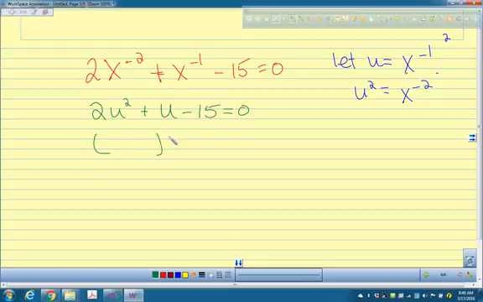So this one, you could use the cross and box method. But I'm not going to use the cross and box method. Who knows what has to go here and here? 2u and u, because that's the only thing that can multiply to 2u squared, right? Now I have to figure out two numbers that multiply to negative 15 and give me a positive u. Anyone guess what goes here and here?